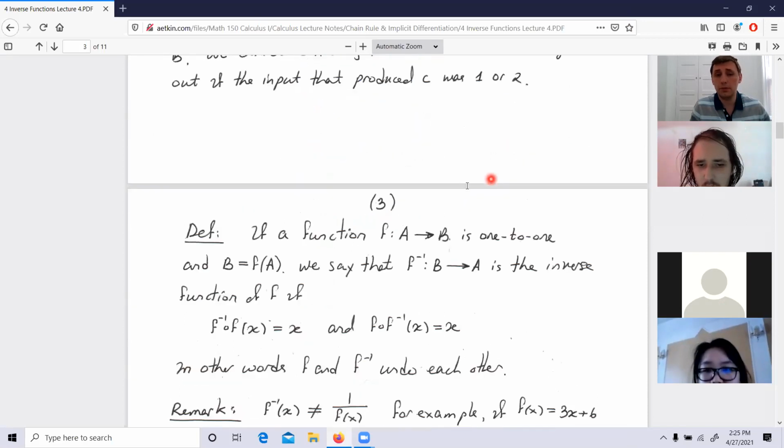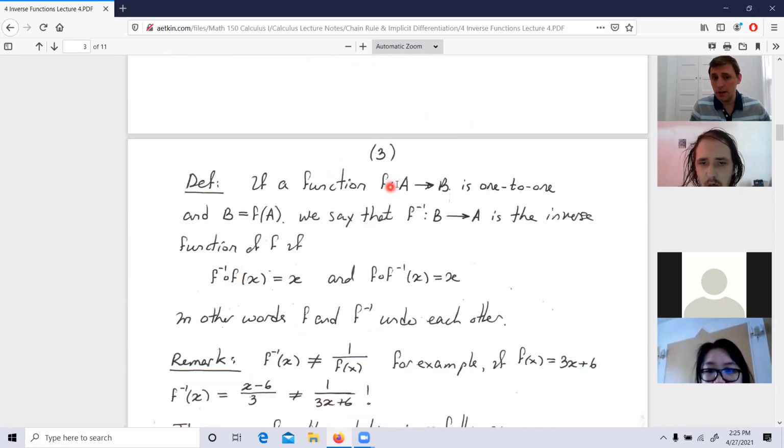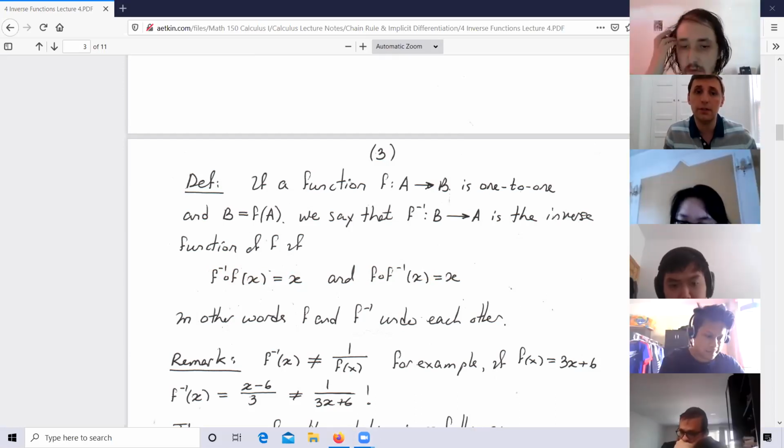So what's the definition of invertible functions? This is the definition. A function f from A to B is invertible if there exists a function f inverse such that the composition of f inverse and f of x will give you x, and the composition of f and f inverse will give you x. Do you understand what this means? It just means that if you apply the operations in any order consecutively, they will cancel each other out.